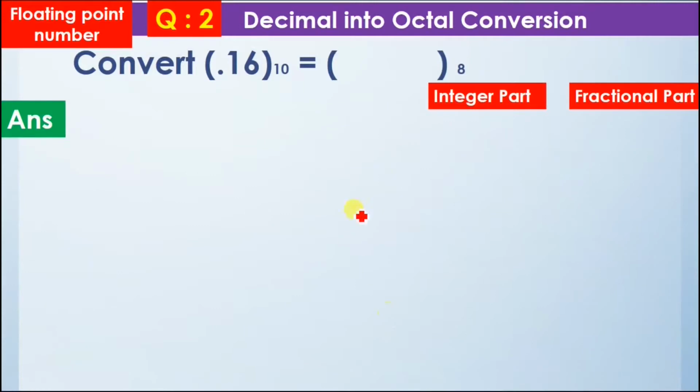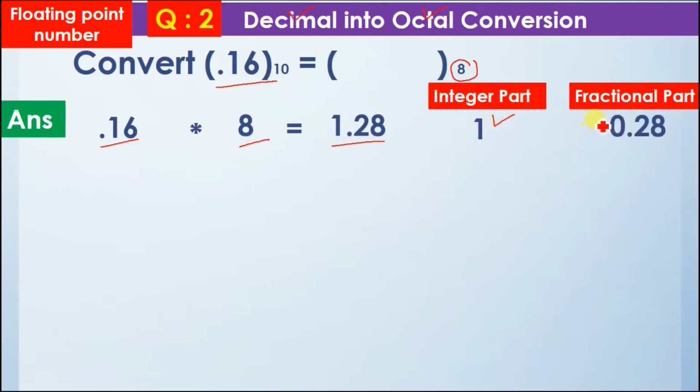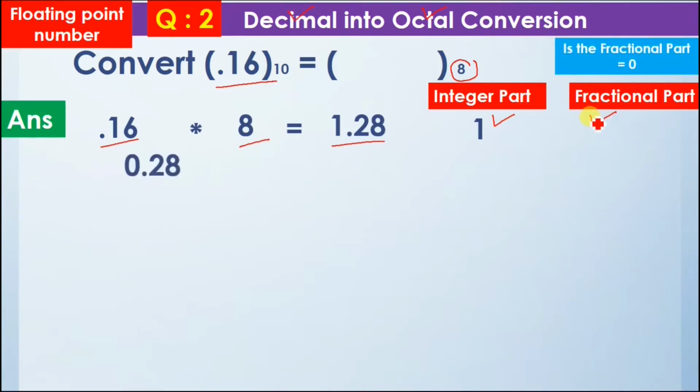So in this question we have to convert our decimal number into octal. So this is the decimal number 0.16. As the number is 0.16 and we have to convert it into octal, we will multiply the number by 8. So first of all, we have the number 0.16 and we will multiply it by 8 and we get the answer 1.28. So now the integer part is 1 and fractional part is 0.28. So is the fractional part equal to 0? No. 0.28 comes here and again we multiply it with 8 and we get the answer 2.24.